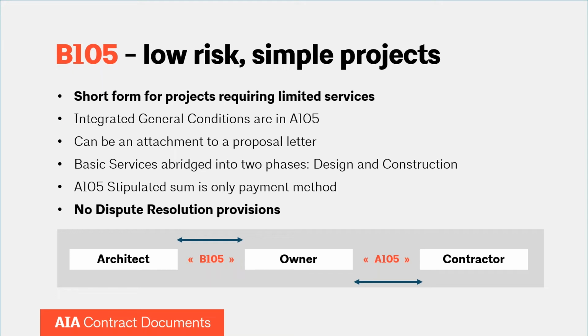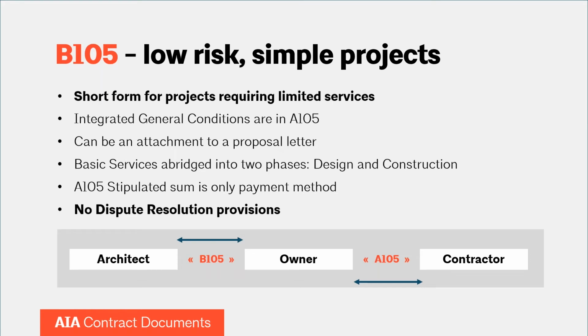And we knew who was going to build it, so we really didn't need the bidding and negotiation phase, which B105 also glosses over. The complexity of the project, this project had a footprint of about 10 square feet. It's very simple, and the risk was low. It was my sister-in-law. So with low scope, complexity, and risk, B105 worked just fine for a very simple project.